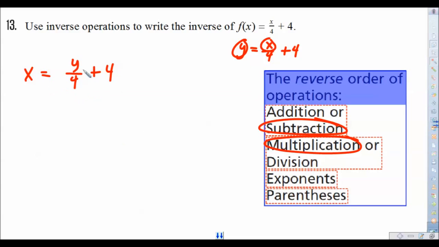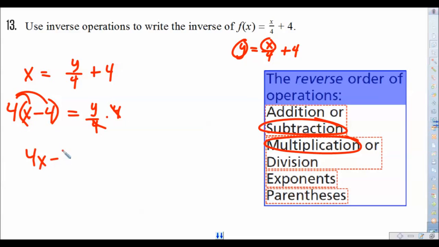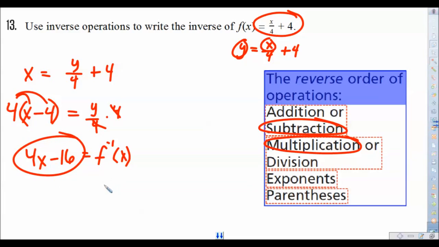To get y by itself, we need to subtract 4 first, and then multiply by 4. But since this is already here, we got to multiply by 4 just like that. So there would be our inverse there once again. 4x minus 16 would be our inverse function. So notice something here. It's not just the opposite here. Okay, it goes a little bit deeper than that.